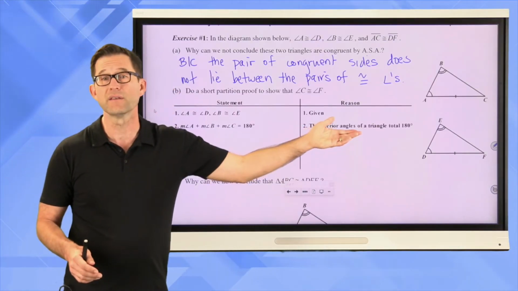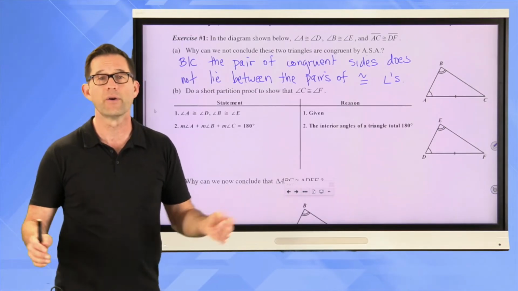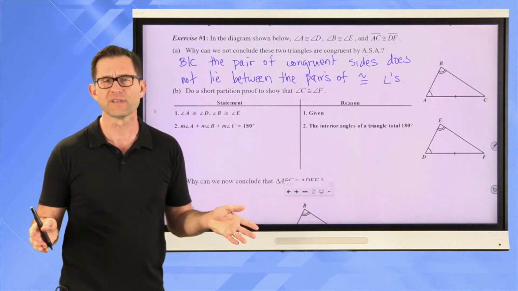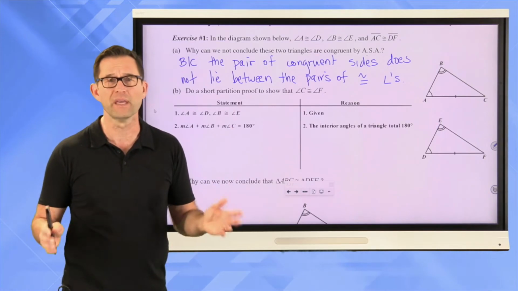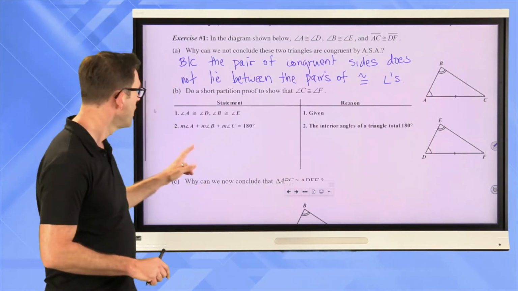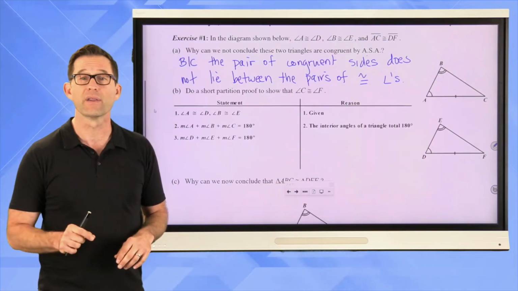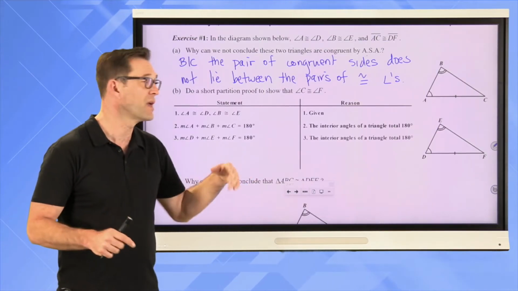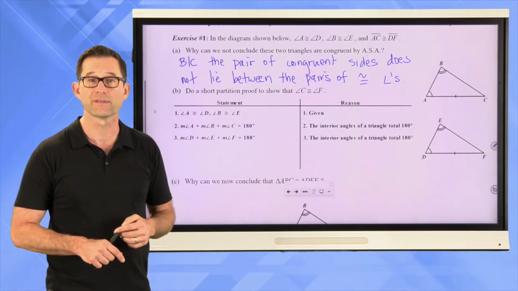And the reason is the interior angles of a triangle total 180 degrees, or sum to 180 degrees, or something. Please don't use as your reason that a triangle is equal to 180 degrees. That's like saying a llama is equal to a peach. It doesn't make any sense. All right. We can also say that the measure of angle D plus the measure of angle E plus the measure of angle F is 180 degrees. And of course, the reason is going to be identical because the interior angles of a triangle total 180 degrees.